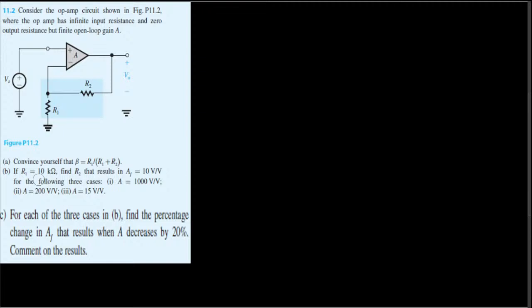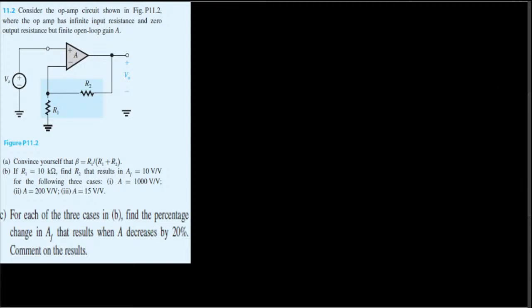In the part B also we did exactly the same thing. Actually we found out the R2, but here we are going to find out the percentage change. Now let's see how to find the percentage change. First of all, in order to find the percentage change, we have to know the closed loop gain. To calculate the closed loop gain, we have to find out what the gain is going to be after the 20% decrease.